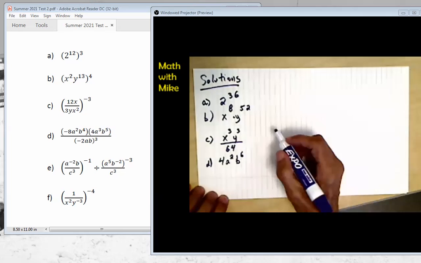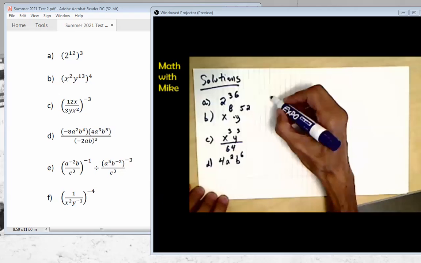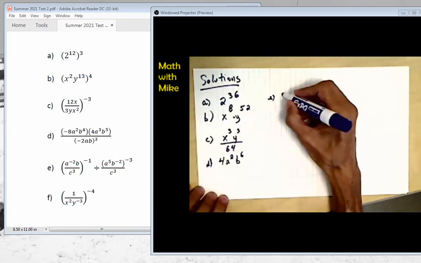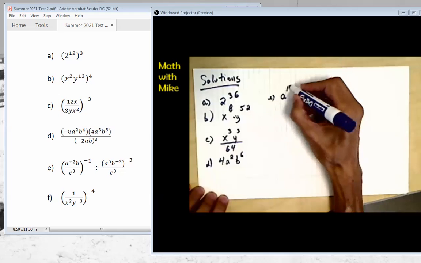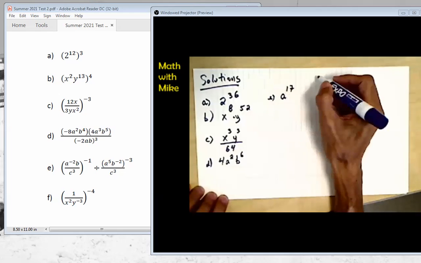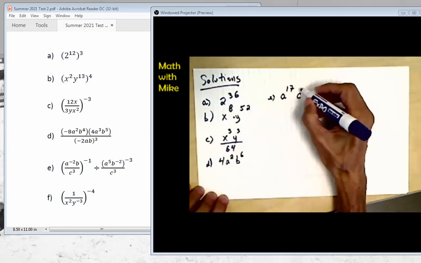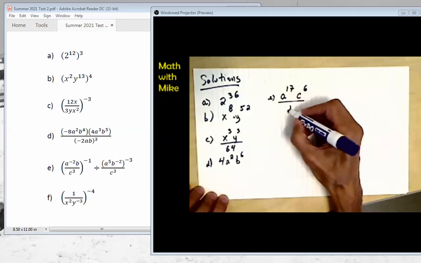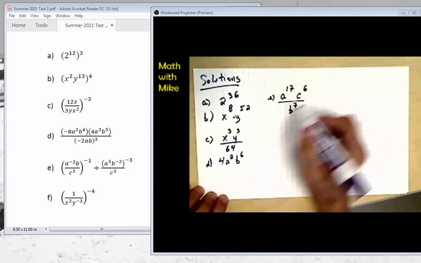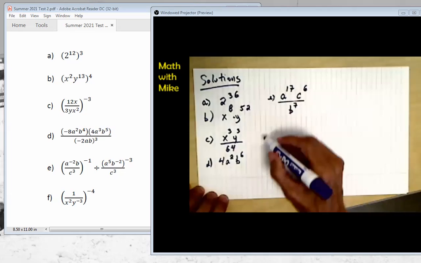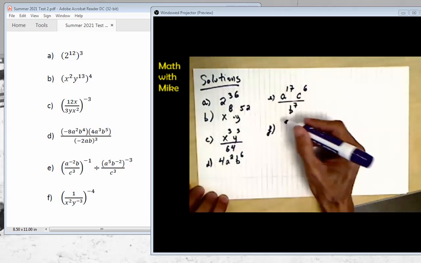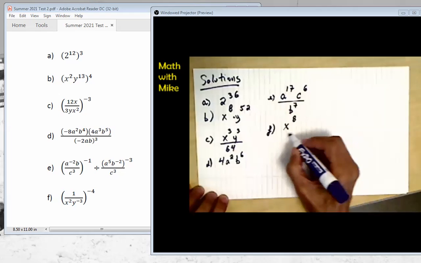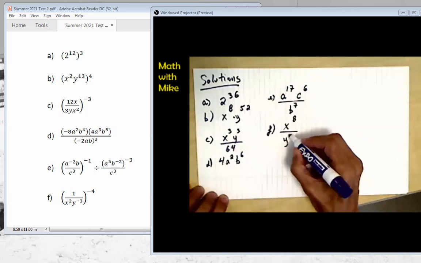E is a busy one with quite a bit of flipping around and such there. But E gives a final answer of a to the power of 17 c to the 6 divided by b to the 7. And then F as a final answer is x to the power of 8 over y to the 12.